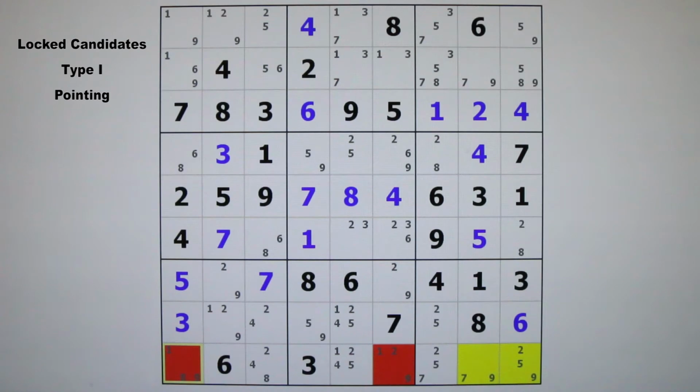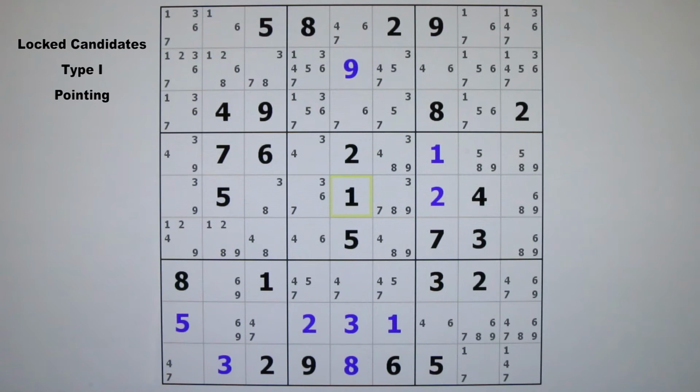So because one of the yellow 9s must be true, because there has to be a 9 in block 9. So one of those two must be true. And because there are no other candidate 9s in block 9, the 2 9s in the red cells must be false, and you can eliminate them.